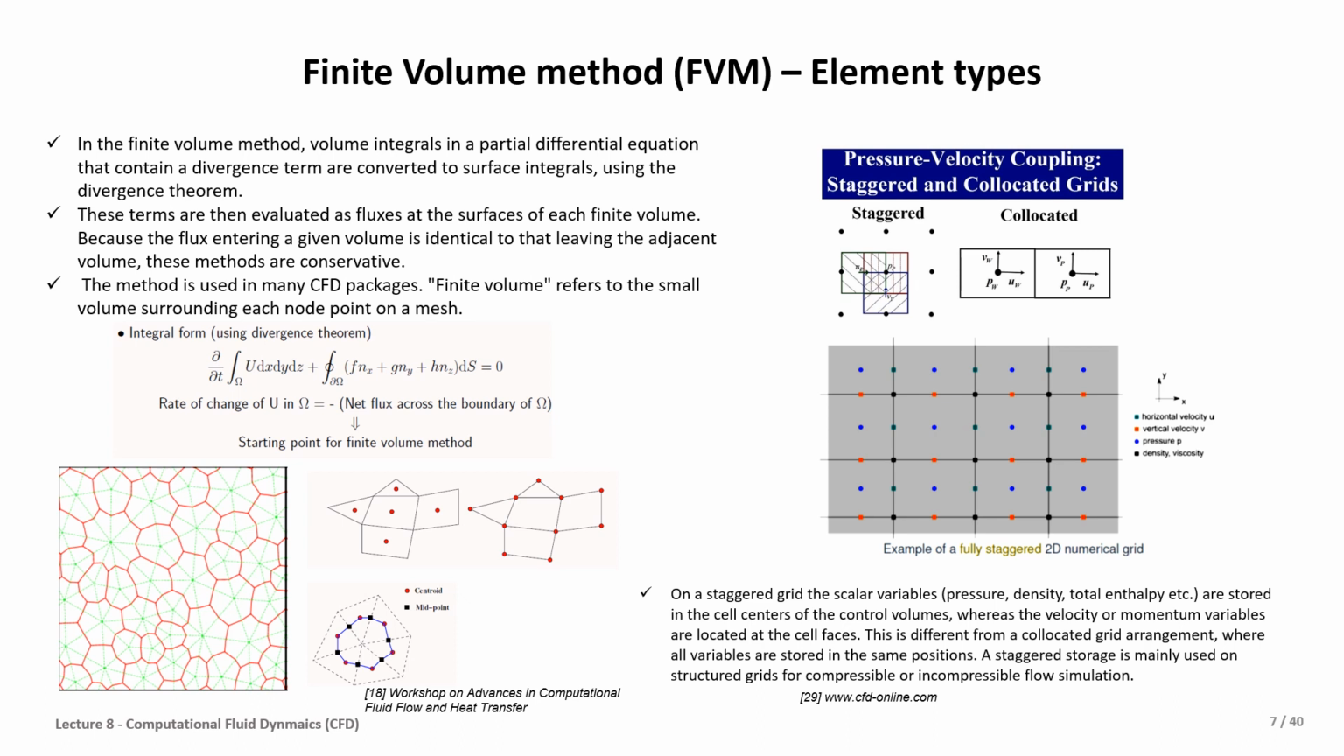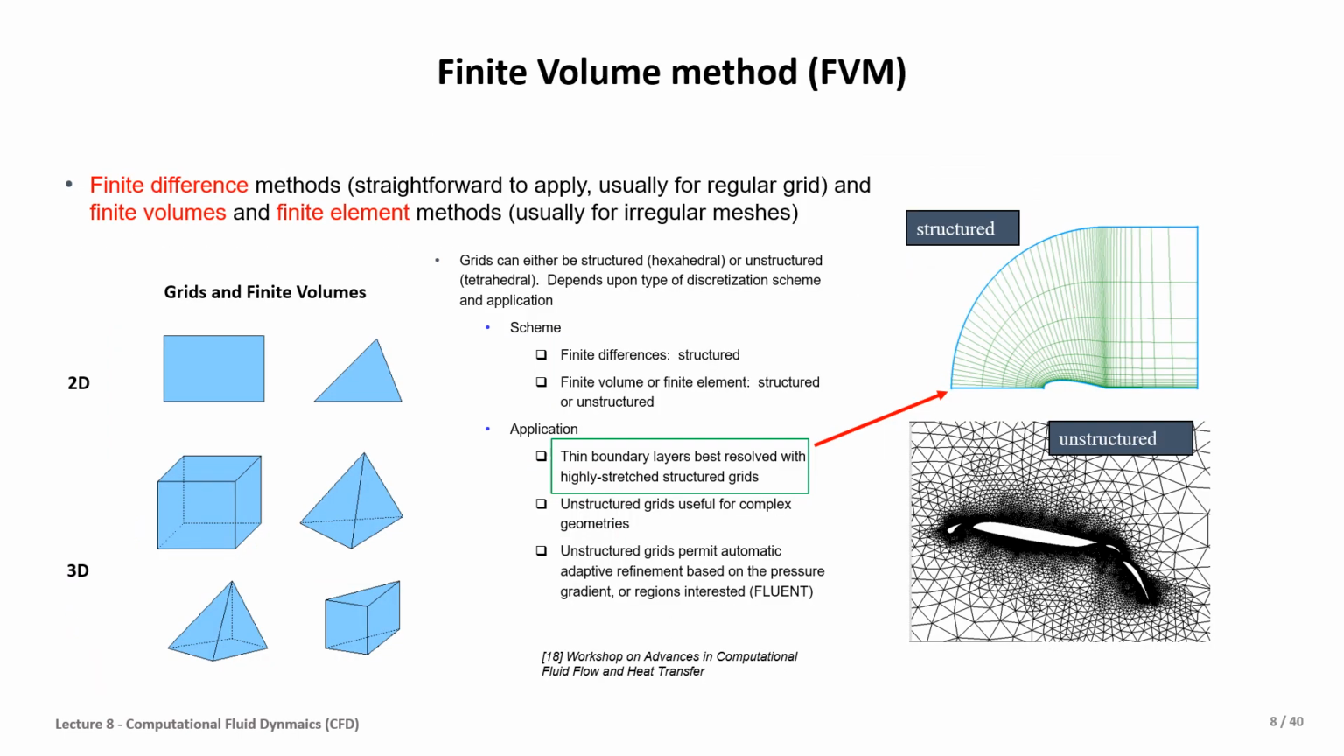The staggered storage is mainly used on structured grids for compressible or incompressible flow simulation. So this capability of the staggered grid makes it widely used to solve this type of problem. This is one of the advantages of the finite volume method when there is a pressure velocity coupling. Also in the finite volume method, there are different volume structures for 2D and 3D problems.